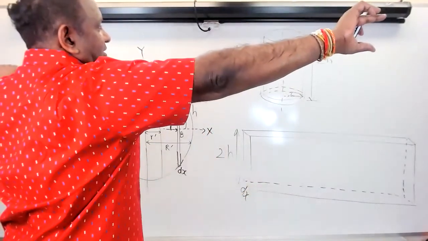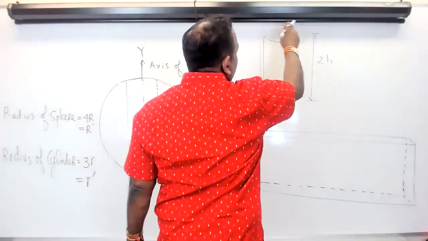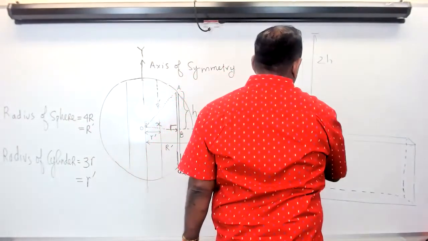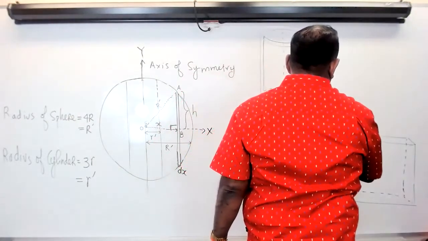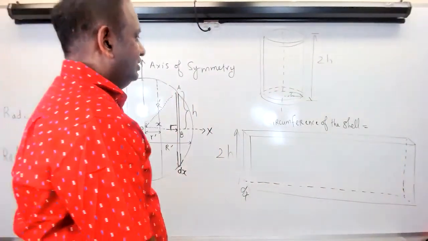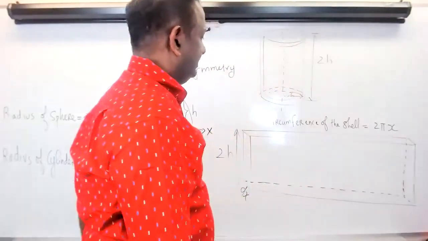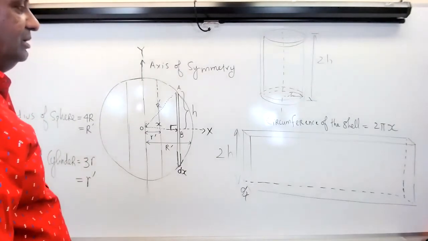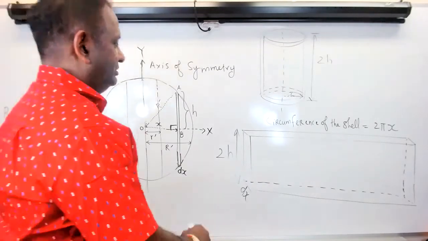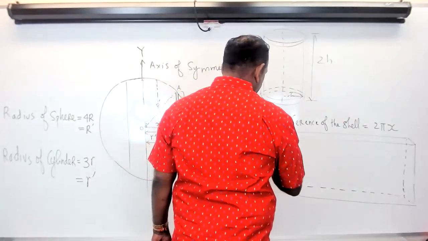This length is nothing but the circumference of the shell. How do you find the circumference? 2 pi r, which is 2 pi x. Now what is this? This is a cuboid. It's not a cube, it's a three-dimensional cuboid.